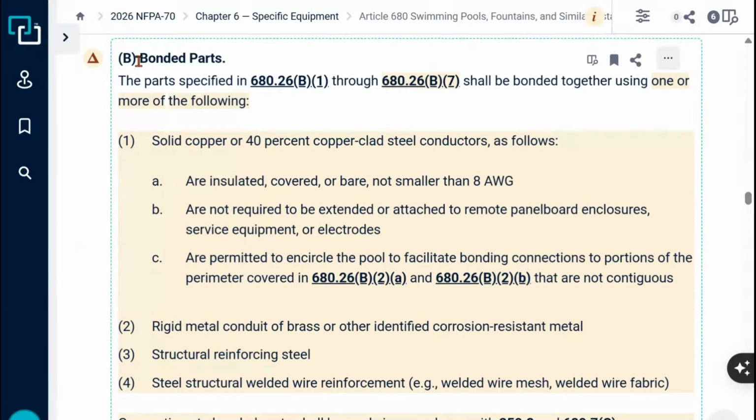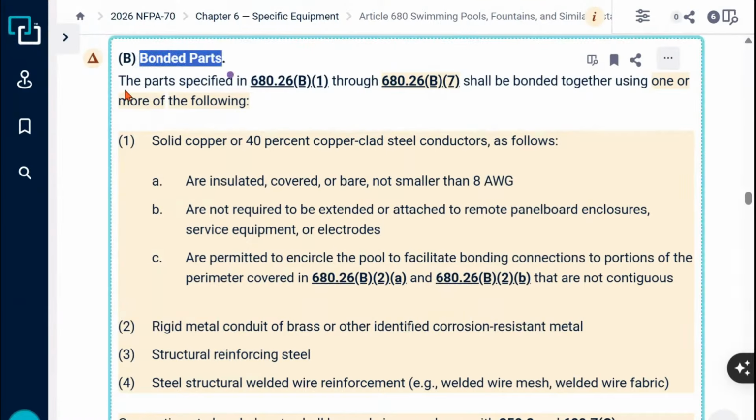So here's what it says, the bonded parts. The parts specified in 680.26(B)(1) through 680.26(B)(7) shall be bonded together, and shall be. So this is not optional, right? This is mandatory. Bond them all together, using one or more of the following.